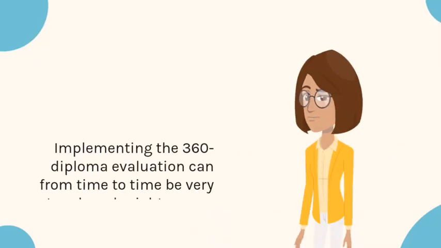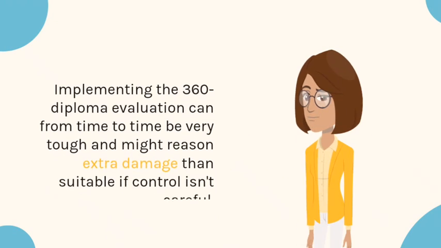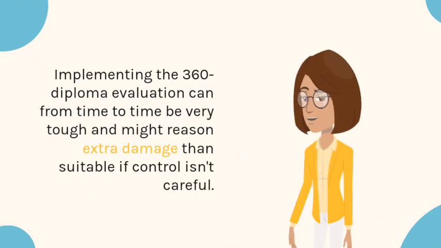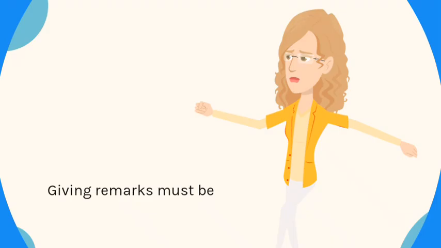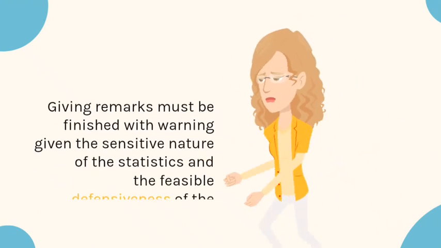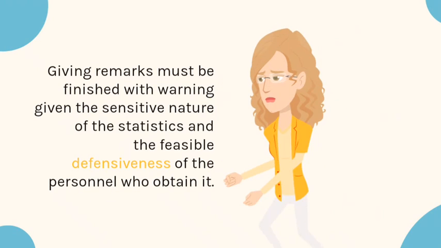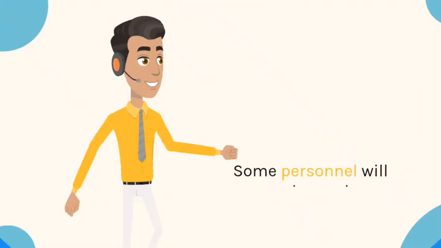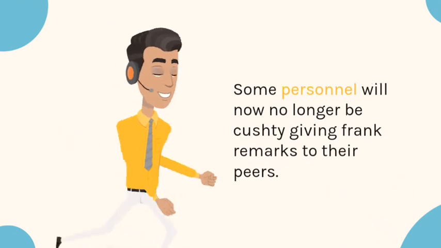Implementing the 360-degree evaluation can sometimes be very difficult and might cause more harm than good if management isn't careful. Giving feedback must be done with caution given the sensitive nature of the information and the possible defensiveness of the personnel who receive it. Some personnel will not be comfortable giving frank feedback to their peers.